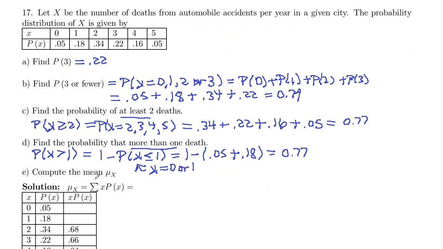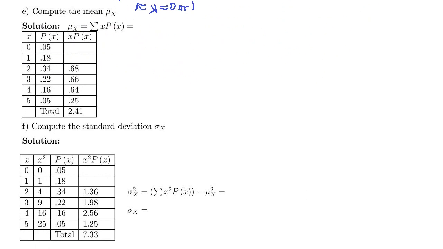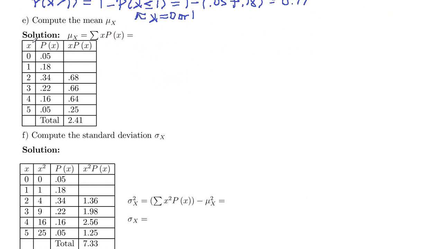Next, they want us to compute the mean, mu sub x. So that's defined to be the sum of x times probability of x. So what you want to do here is vertically list your x values and your p of x values. So that's just from above. And then in the next column, we're going to do x times the probability. So we're just going to multiply straight across.